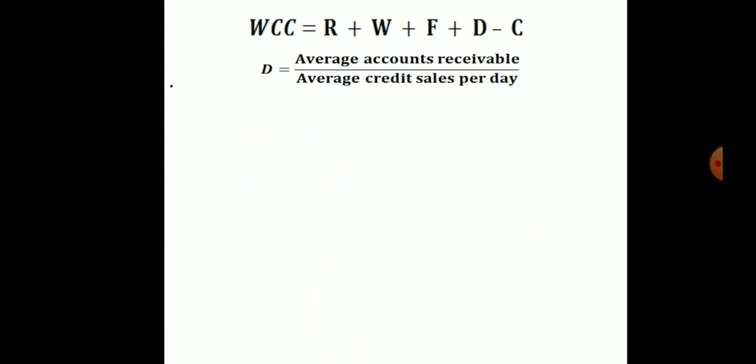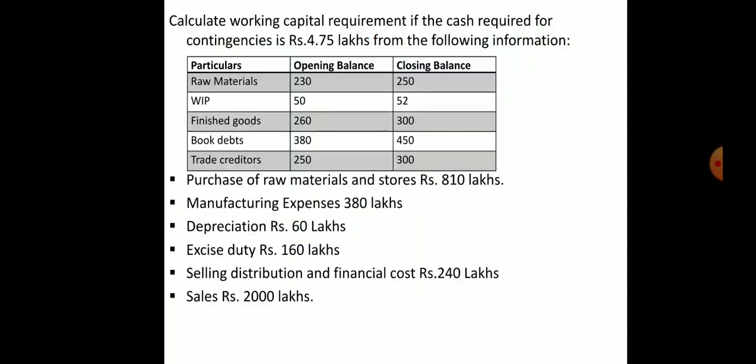So it's clear, students. So next we will go for debtors. Means average accounts receivable or bills receivable divided by average credit sale per day. So how to calculate average accounts receivable? Accounts receivable or bills receivable or debtors: opening balance plus closing balance divided by 2.